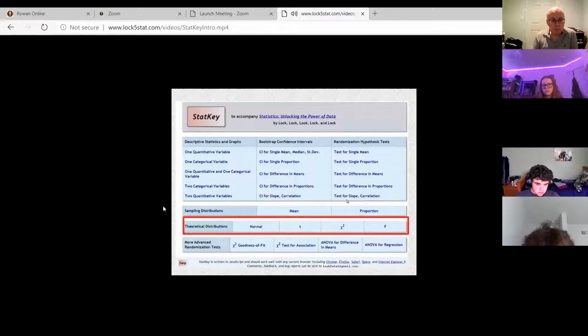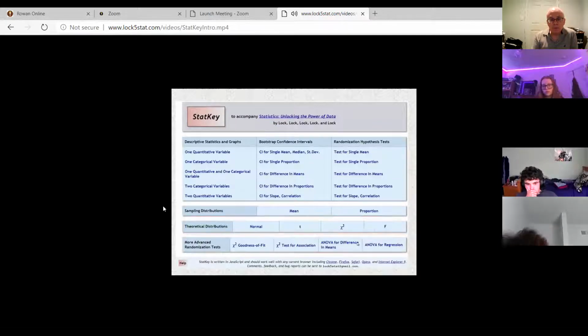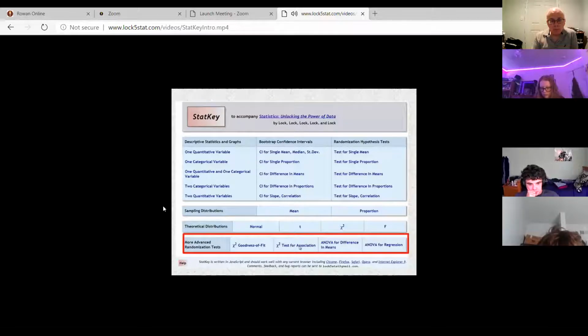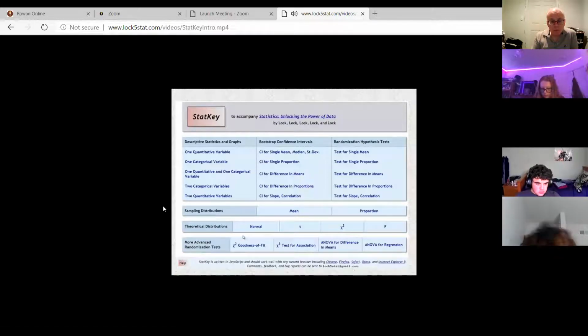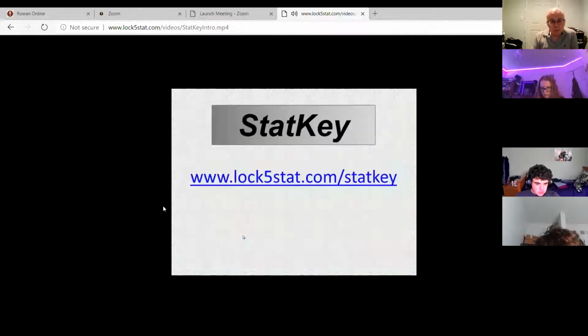We have some replacements for the standard back-of-the-book paper tables to do calculations for normal, t, chi-squared, and f distributions. We've implemented a few slightly more advanced procedures, all by randomization tests for doing chi-square goodness of fit tests for single categorical variables, associations between two categorical variables, one-way ANOVA, and ANOVA for regression. And there's a help button down here which will give you some videos and other support for helping you use StatKey. So that's the basic setup for the whole program. And so let's get in and look and see what it actually does.